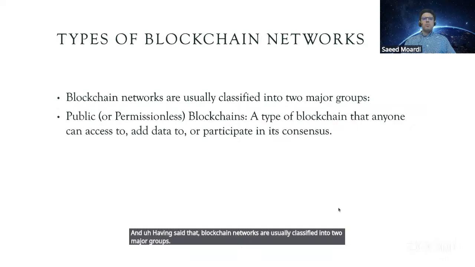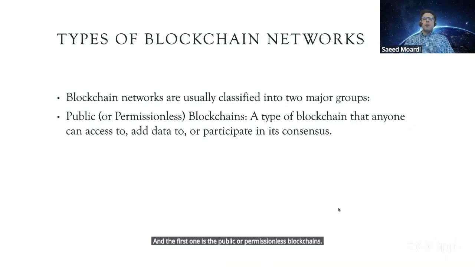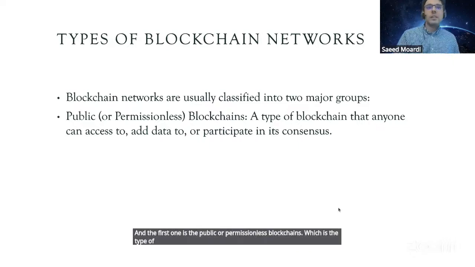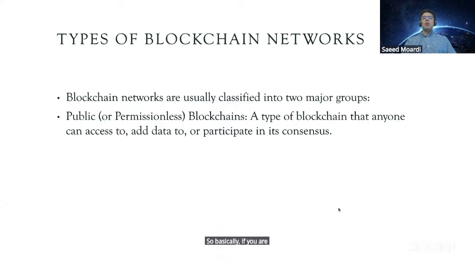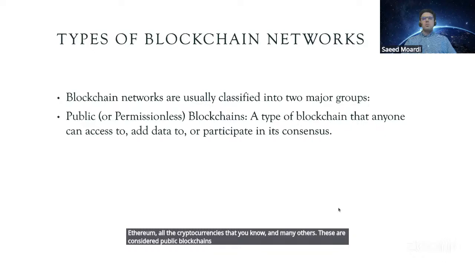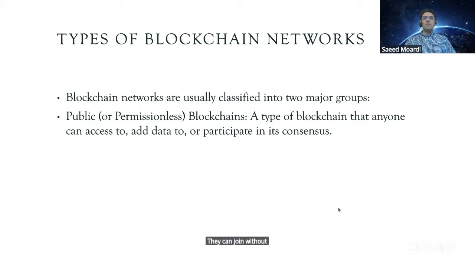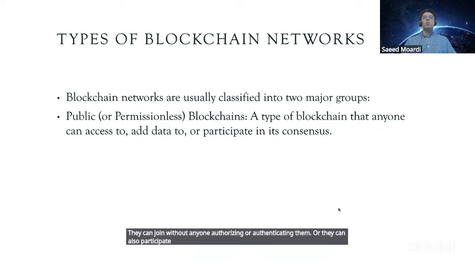The first one is the public or permissionless blockchains, which is the type of blockchain that anyone can access, add data to, or participate in its consensus. So if you have a public blockchain, such as Bitcoin, Ethereum, all the cryptocurrencies that you know, and many others, these are considered public blockchains because everyone can access the data of these blockchains. They can see the activities of other people. They can join without anyone authorizing or authenticating them. Or they can also participate in the consensus, like a node can join the Bitcoin network and participate in the consensus.